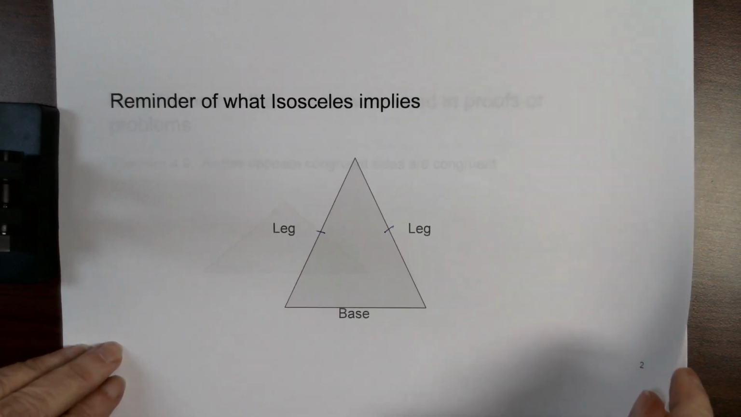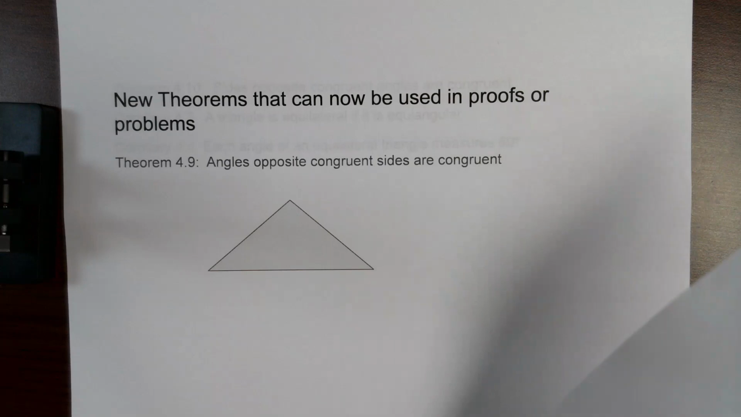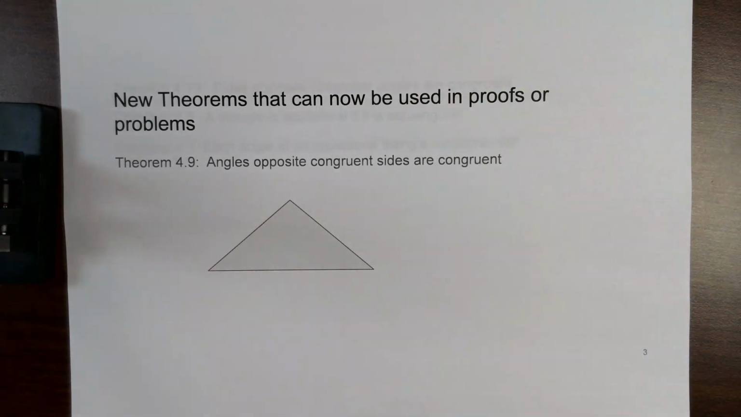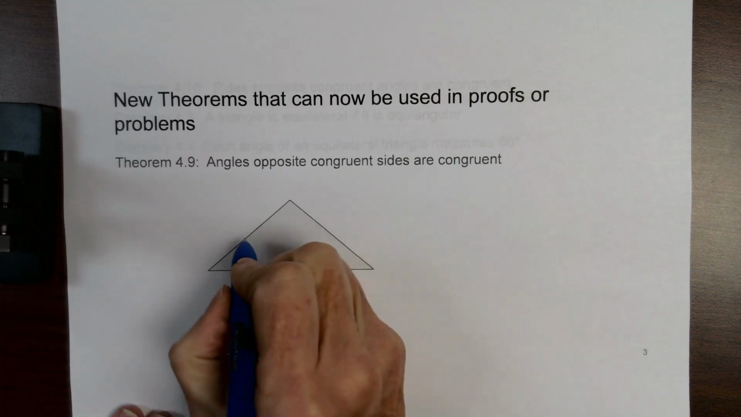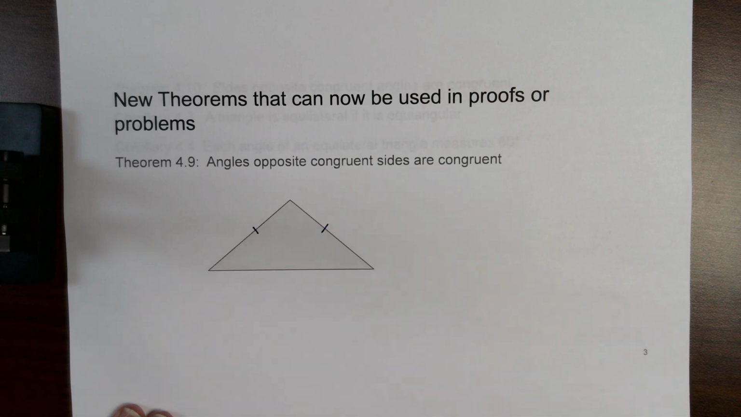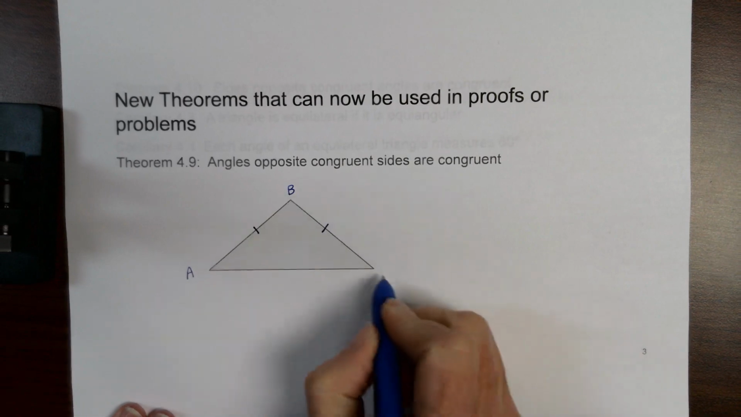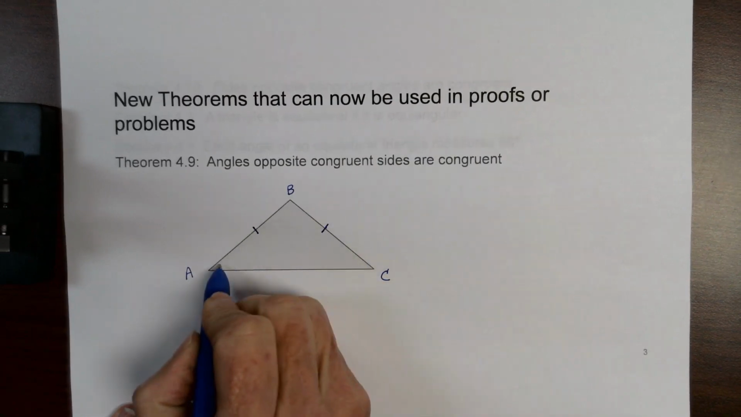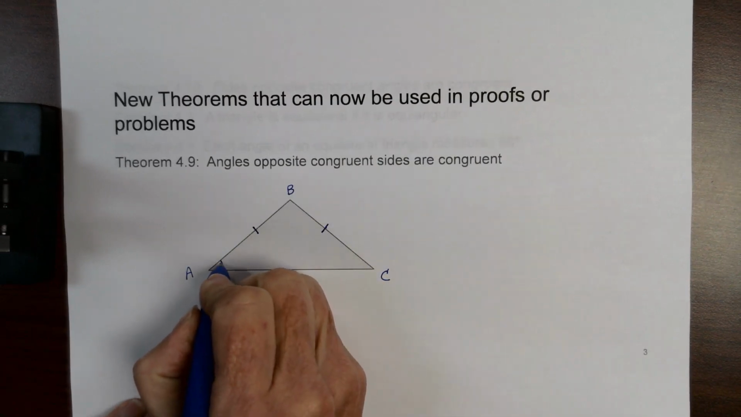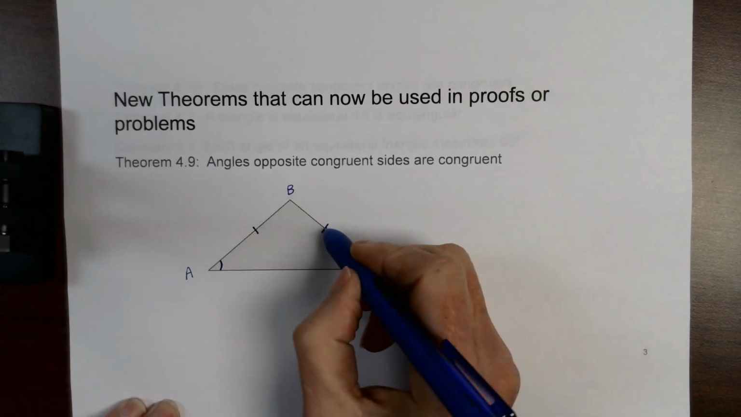On an isosceles triangle, you have some new theorems that can be used in proofs or in problems. Theorem 4.9 says angles opposite congruent sides are congruent. So if this and that are congruent, then I automatically know that the angle opposite that side, now that's angle A, would be opposite that side BC.